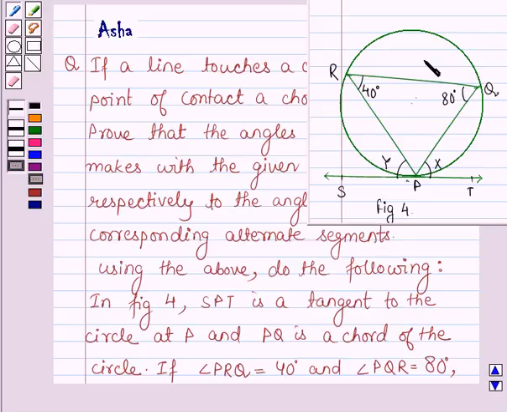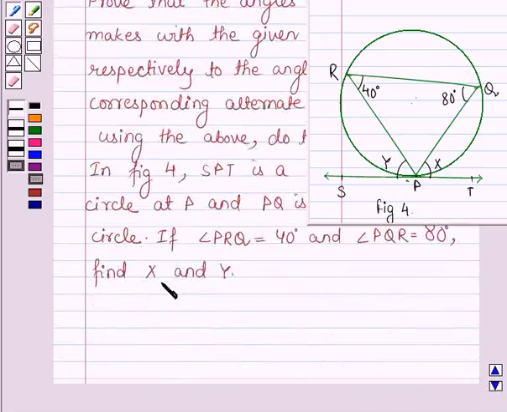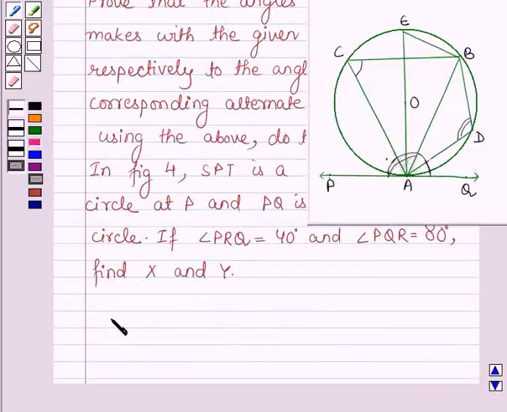In figure 4, which is this figure, SPT is a tangent to the circle at P and PQ is a chord of the circle. If angle PRQ is 40 degrees and angle PQR is 80 degrees, find X and Y. First, let us solve the theorem, which is theorem 10.3 of your NCERT textbook.